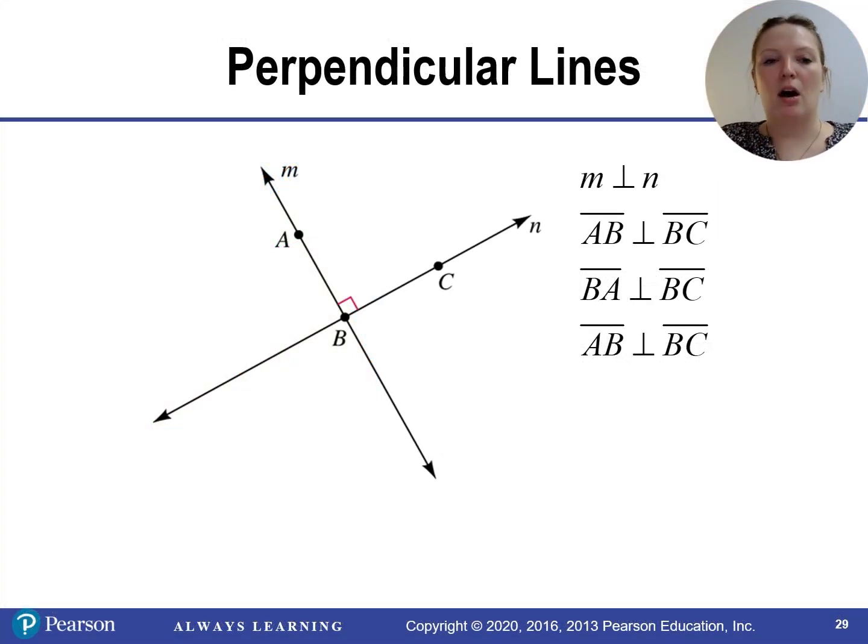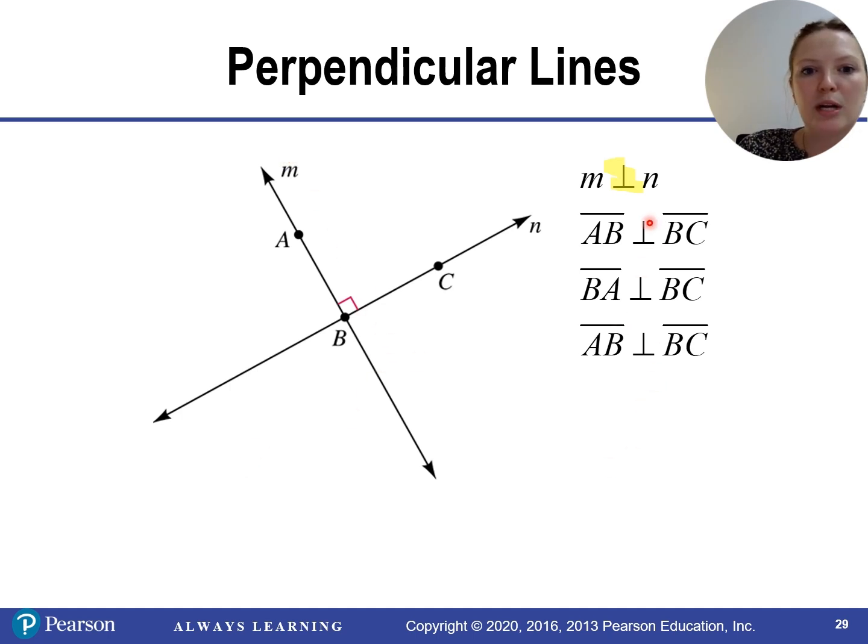Perpendicular lines are lines that intersect at a right angle. So we use this notation of perpendicular that's like an upside down capital T. So we would say that line M is perpendicular to line N. We could also say that the line AB is perpendicular to line BC.